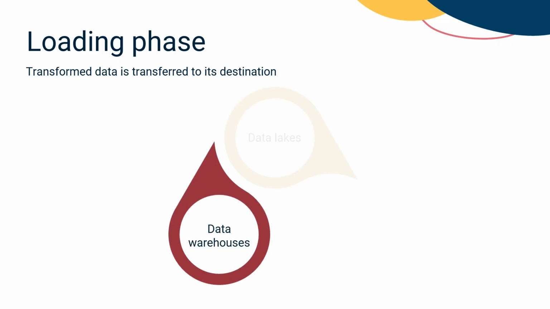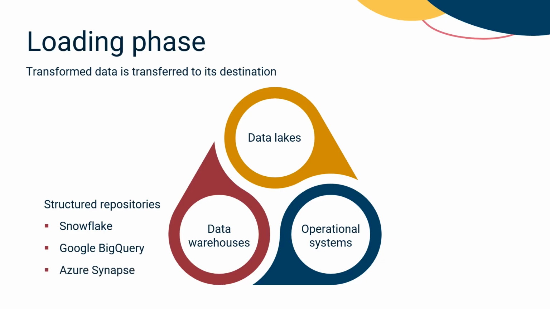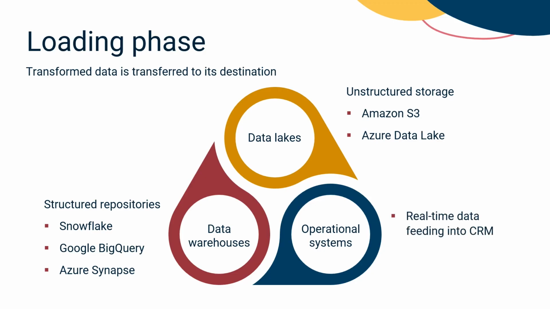The last phase of ETL is loading. In this phase, transformed data is transferred to its destination. Depending on the enterprise's needs, the destination could be data warehouses, data lakes, and operational systems. Snowflake, Google BigQuery, and Azure Synapse are examples of data warehouses. Amazon S3 and Azure Data Lake are examples of data lakes, and real-time data feeding into CRM and ERP systems are examples of operational systems.